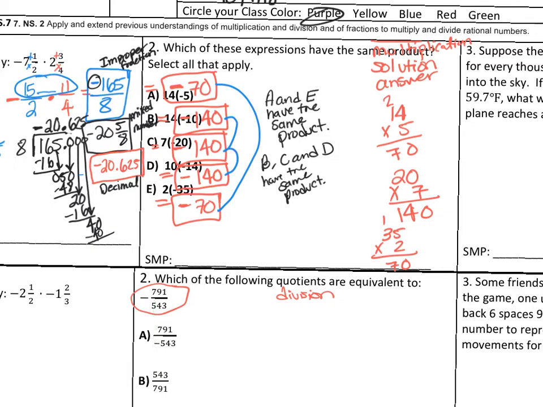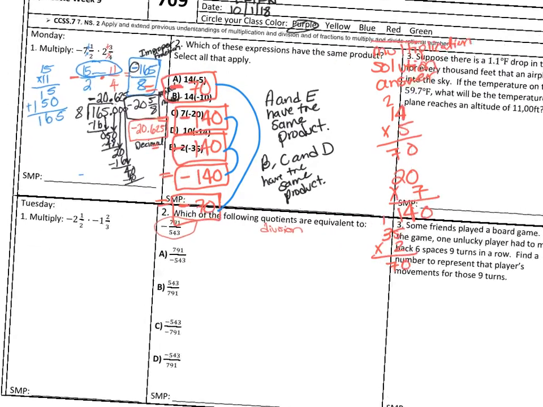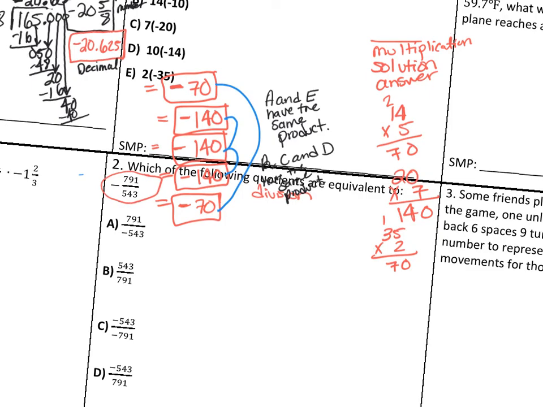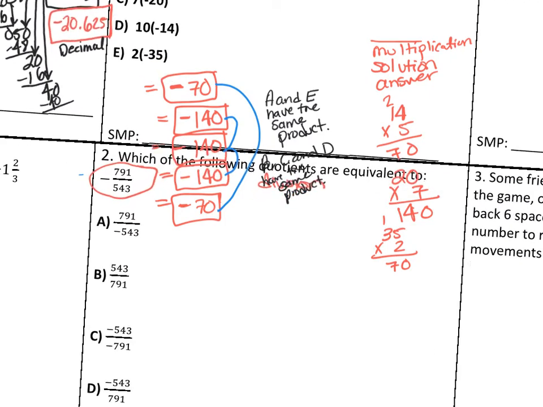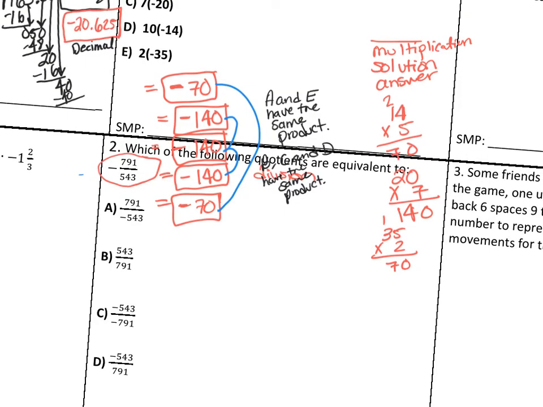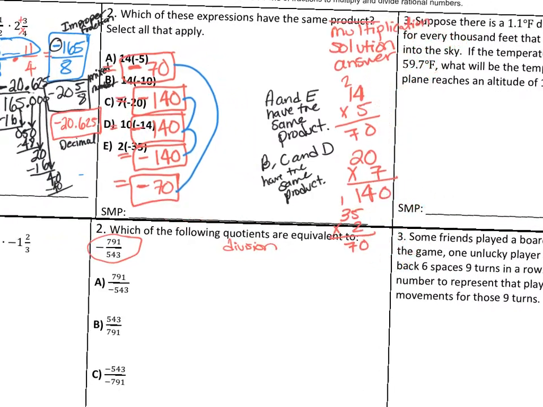But if you look at C, it has two negatives. I want you to recall that a negative times a negative is positive. So C can't be it either. But if you look at D, negative 543 over 791, that would be equal if you just look at the signs, but if you look at the numbers, they're trying to trick you on D. The numbers are not equivalent. So the only one that is correct, I already mentioned.